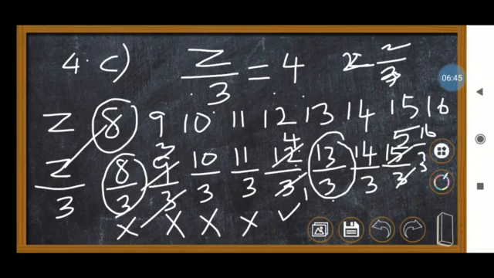What is that value? z equal to 12. If we put z equal to 12, then 12 divided by 3 is equal to 4. So 4 is equal to 4. The next ones, 14 by 3, 15 by 3, 16 by 3, 17 by 3, are not equal to the right hand side value. So the next problem is: complete the table and find the solution of the equation m minus 7 equal to 3.